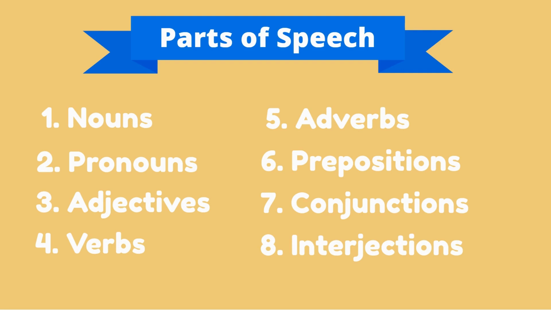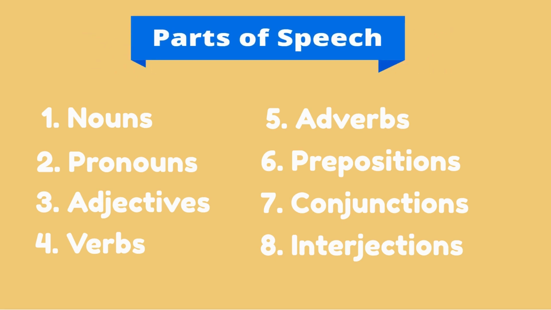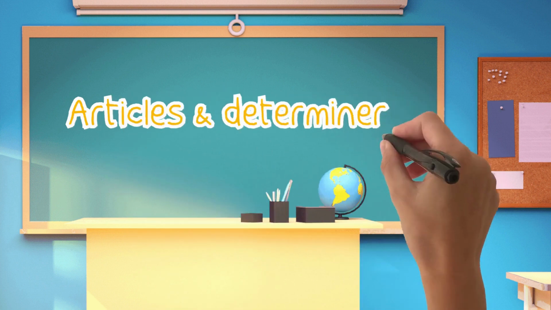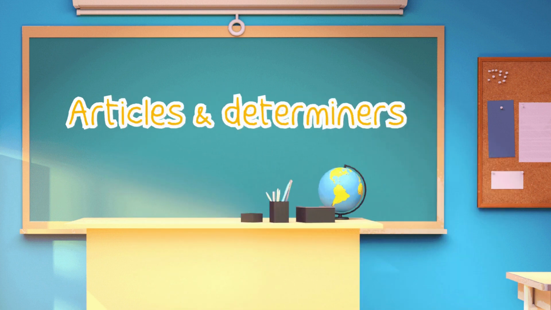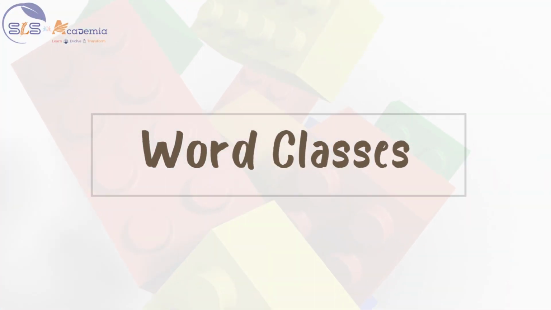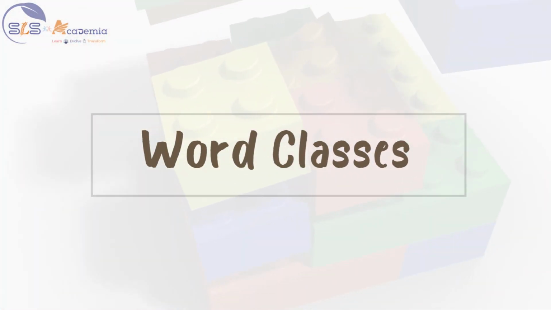Although most of the English grammar books will mention 8 parts of speech, there is another part of speech which rose to its prominence because of its importance and common usage: articles and determiners. All of these 9 parts of speech are also known as word classes and are considered as the building blocks of grammar.